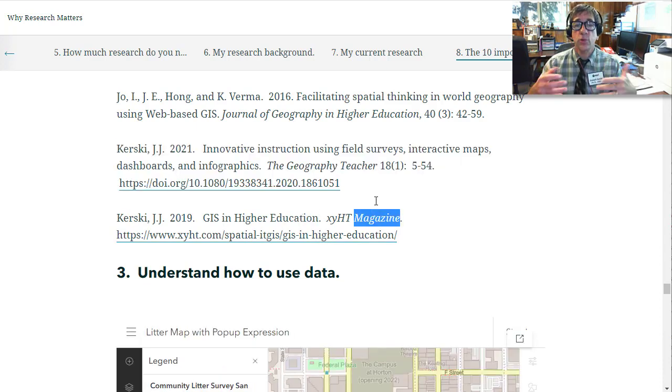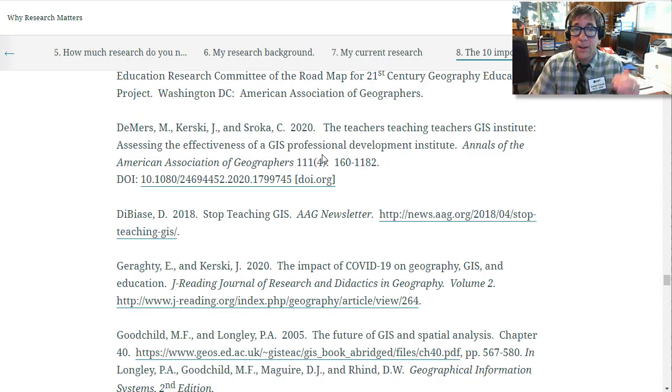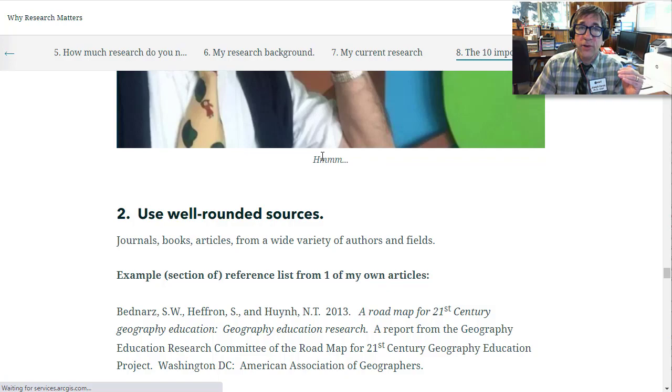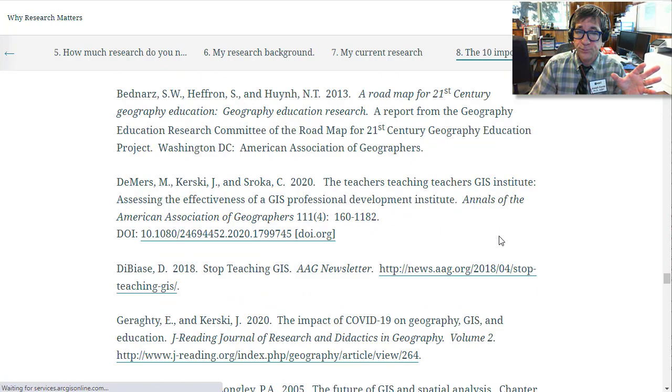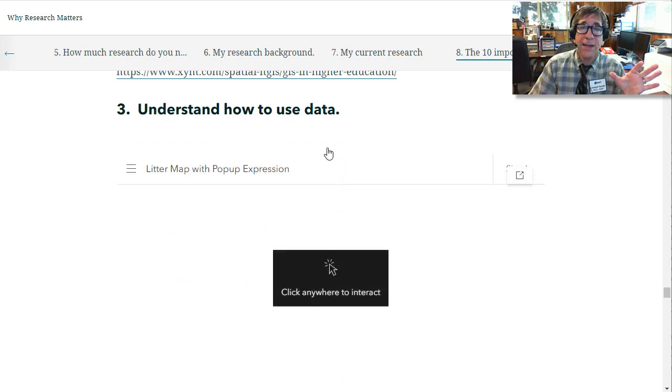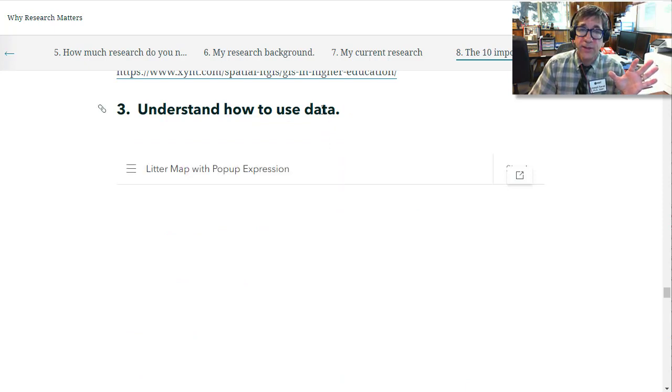So I've got a wide variety of sources. This is just a little sample of the sources that I've got with a certain article. So use well-rounded sources from a variety of different authors and fields, okay? Third, understand how to use data. Now, I hinted at this earlier.